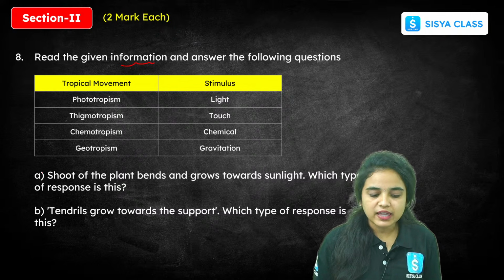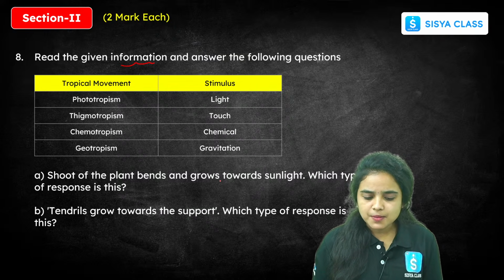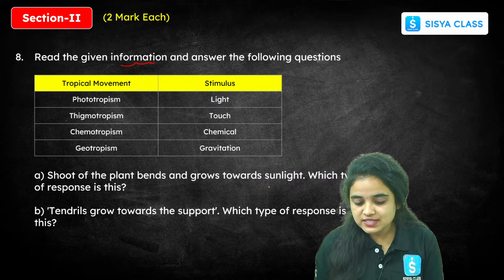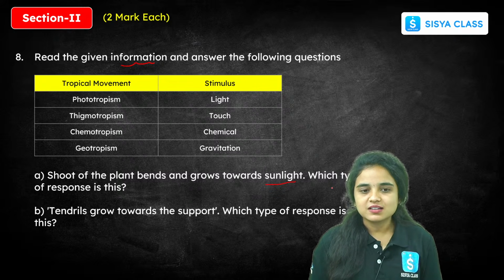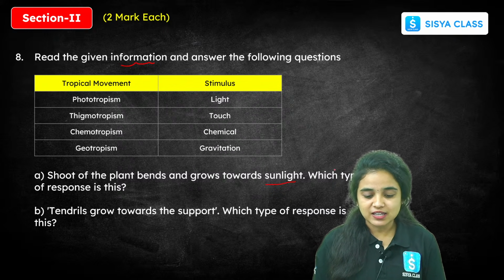Coming to A: the shoot of the plant bends and grows towards the sunlight. Which type of response is this? Right students, it is a very easy question.